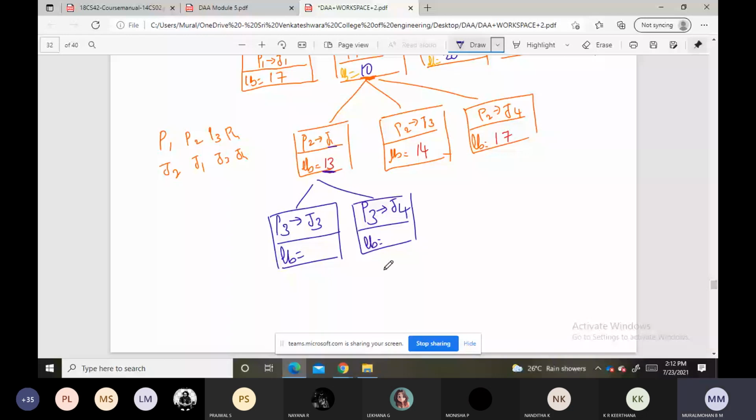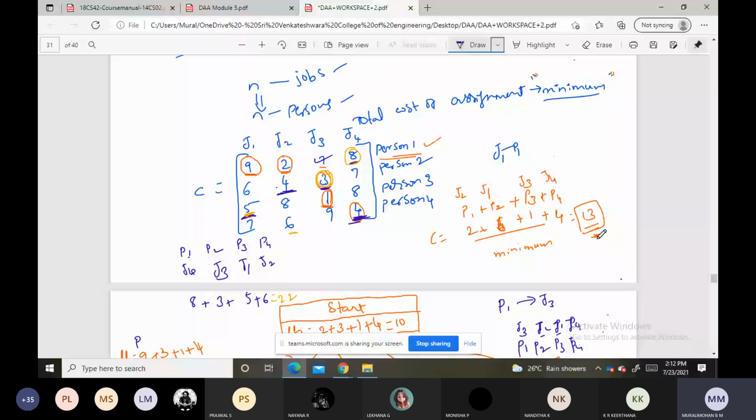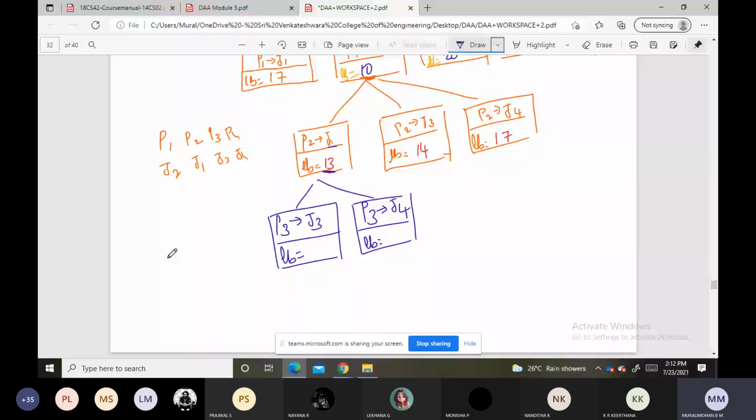Then you can give here the final answer. The final answer we calculated in the beginning is 13. So this should be your final answer, 13. For person 1, job 2 is fixed. For person 2, job 1 is fixed. Now for person 3, if you give job 3, then for person 4 you automatically should give job 4.